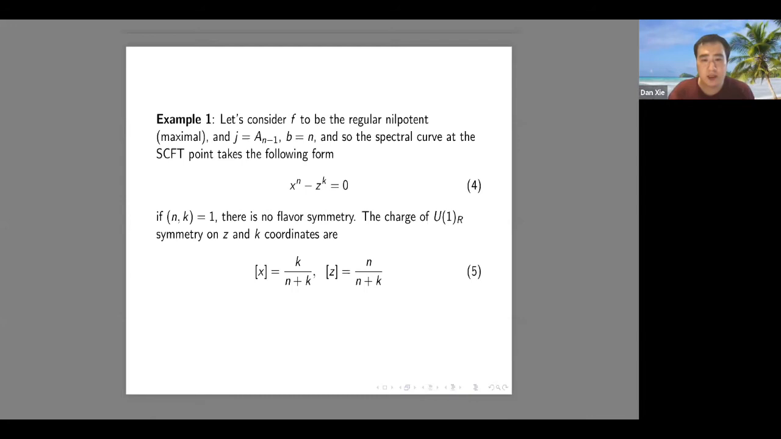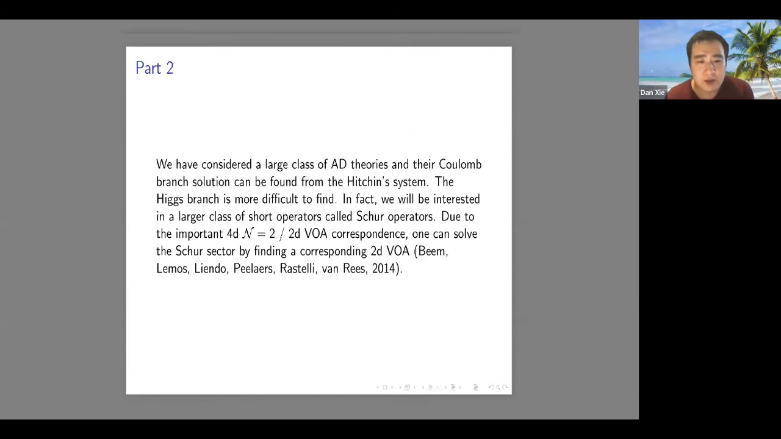Okay, so now I'm going to part two. In the first part, we constructed a large class of N=2 theories, and they are labeled by some algebraic data. And the Coulomb branch solution can be found from the Hitchin system that we mentioned earlier. We would also like to understand the Higgs branch. The Higgs branch is more difficult to study as we don't have the powerful geometric technique. And in fact, we will be interested in a larger class of operators called the Schur operators. This Schur sector includes the Higgs operators, but it has more.